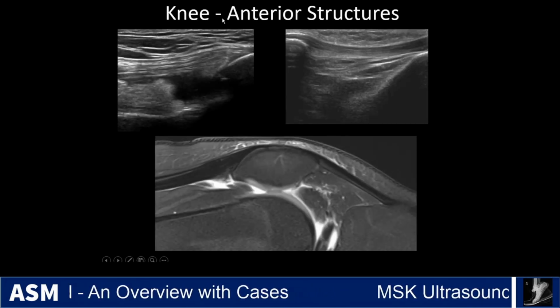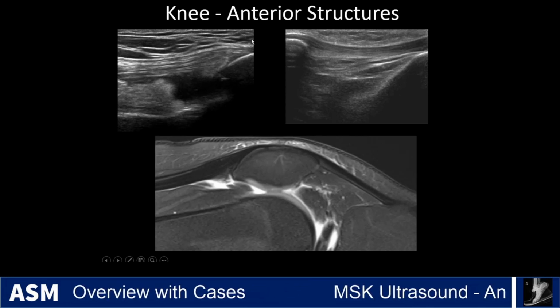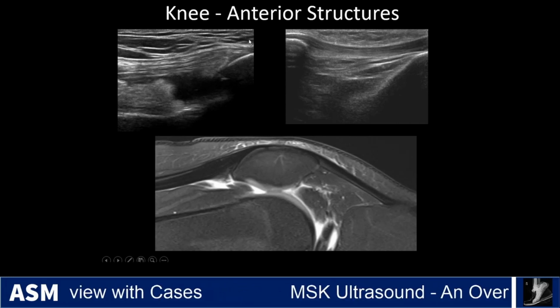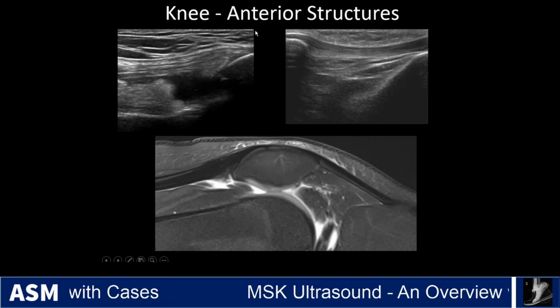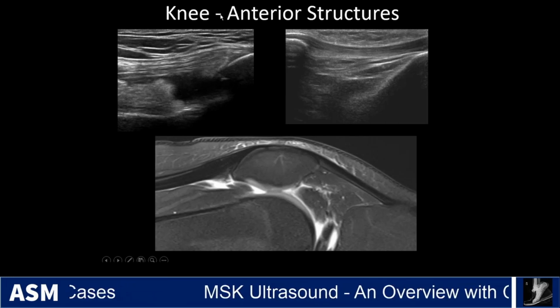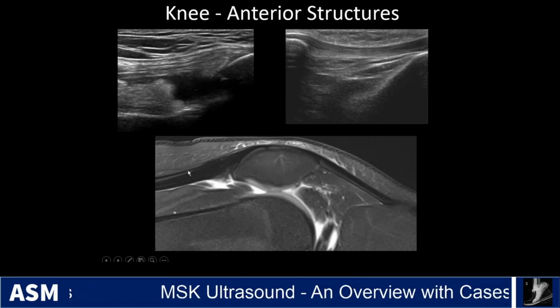So this is looking towards the anterior structures first. It's probably best suited to do a full knee ultrasound going anterior, medial, lateral, and posterior, and just covering your checklist. So this is the corresponding MRI.